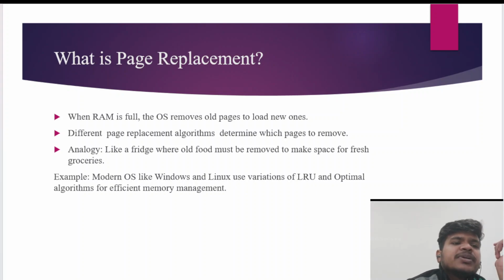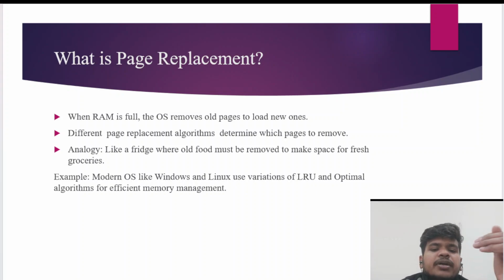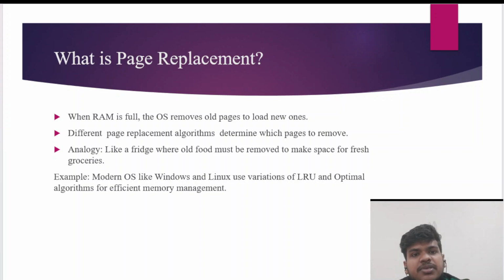First, page replacement algorithms. But what is page replacement? So, when RAM is full, the operating system removes some pages to make space for new ones. As the name suggests, a page is replaced. This decision is made using page replacement algorithms. Now, let us go to your home. If your fridge is full and you just bought fresh groceries, you need to decide which old food will go out and make space for the new ones.